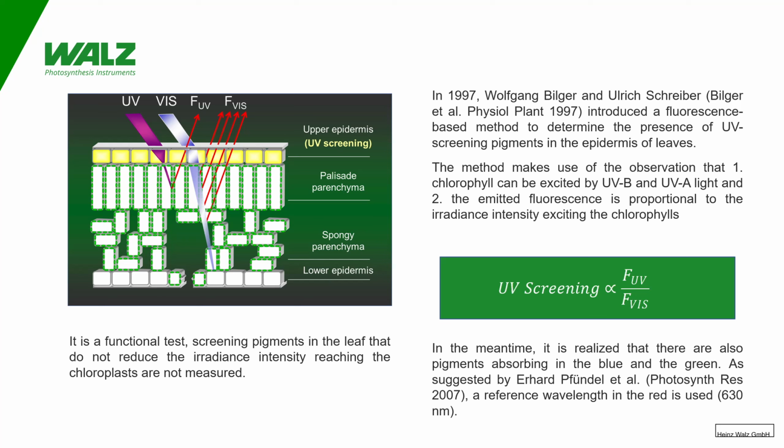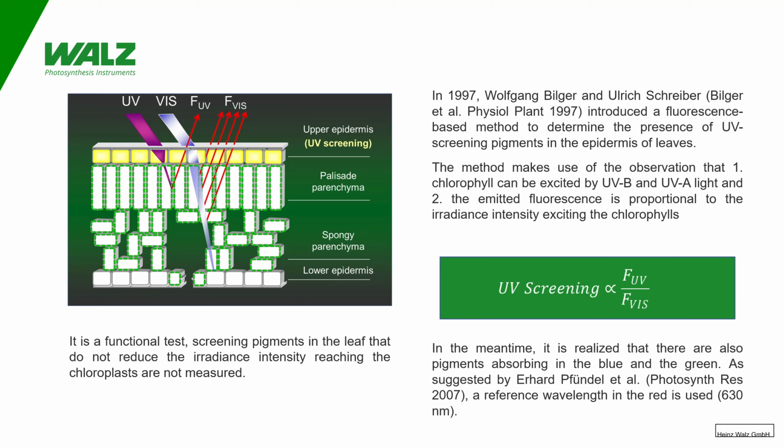If less UVB or UVA light reaches the chloroplast, less fluorescence will be emitted. The emitted fluorescence is proportional to the light intensity that excites the chlorophyll molecules. This, however, is only true if the excitation light is not actinic.